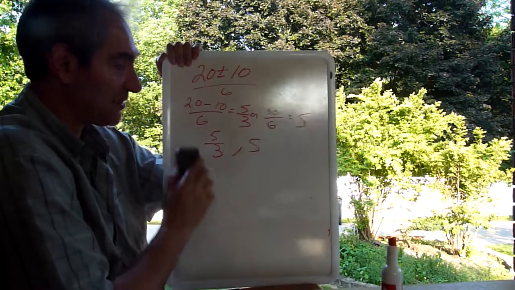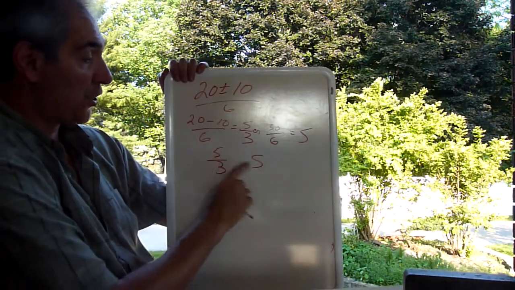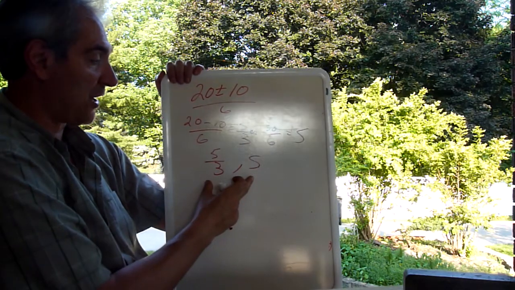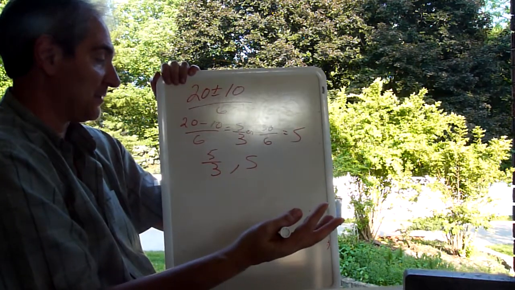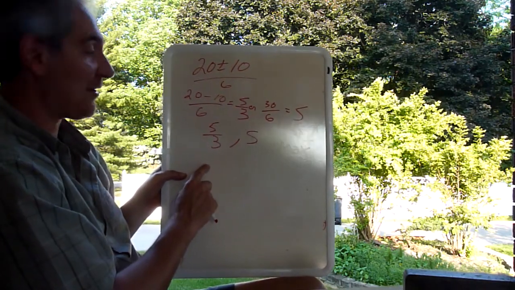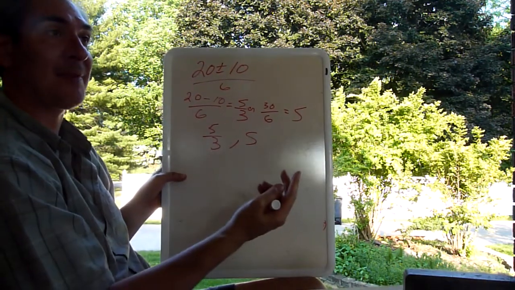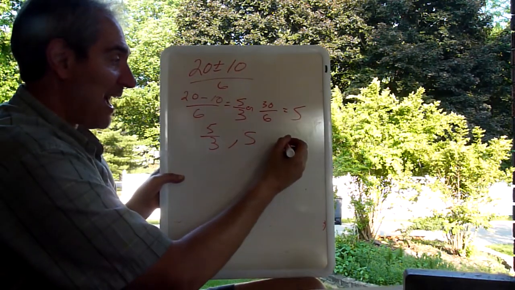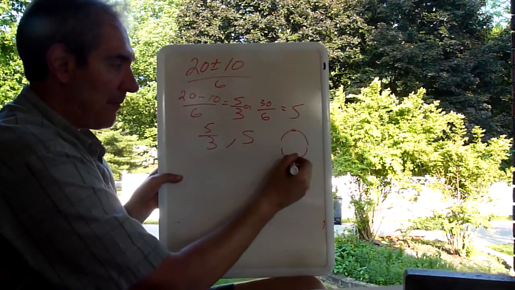Because one of our answers is 5 and one of our answers is 5/3, we don't know which one's a maximum or minimum. We just know that they're either maximums or minimums. Now what we need to do is figure out if they're concave up or concave down to determine if they're a maximum or minimum. If they're concave down, we have a maximum. If they're concave up, we have a minimum.